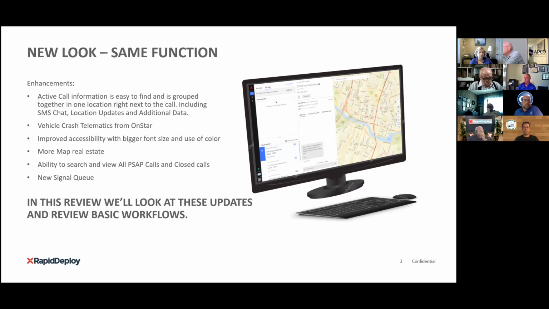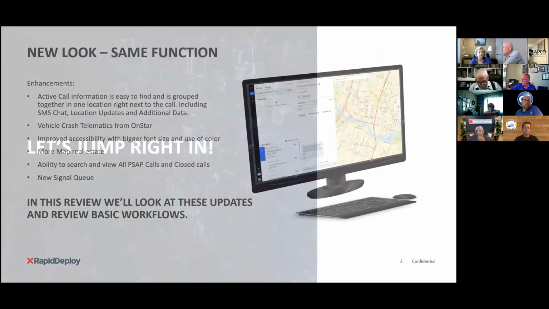We have vehicle crash telematics from OnStar, which I want to show you here shortly, and also improved accessibility with bigger font sizes and use of colors. We have more real estate for the map, which is a woohoo moment for me, and also the ability to search and view all PSAP calls that are open and closed, and also a new signal queue that I want to introduce you to. So I want to take just a moment to go through those settings with you and make sure you're very familiar with them.